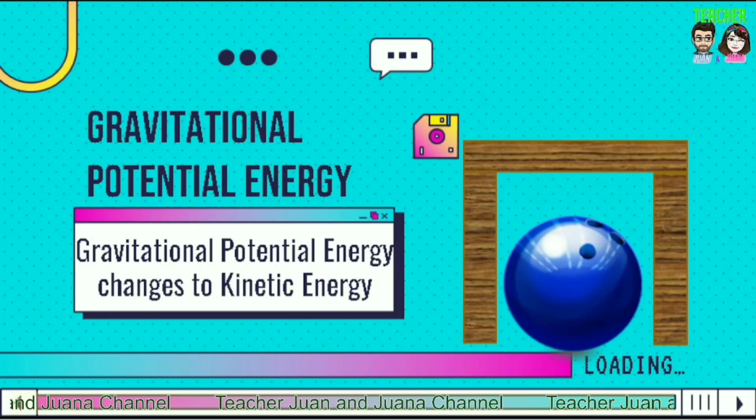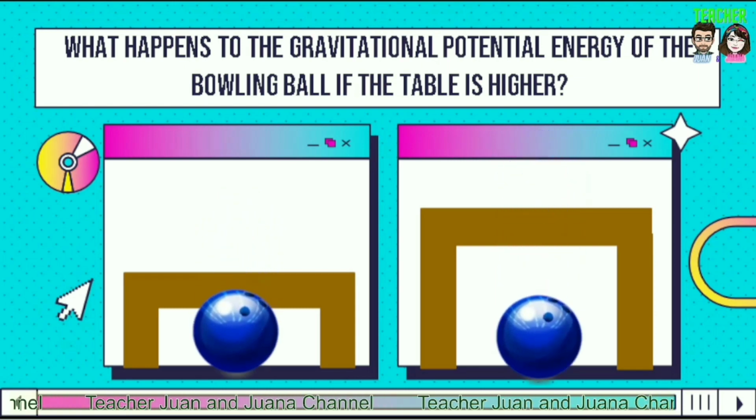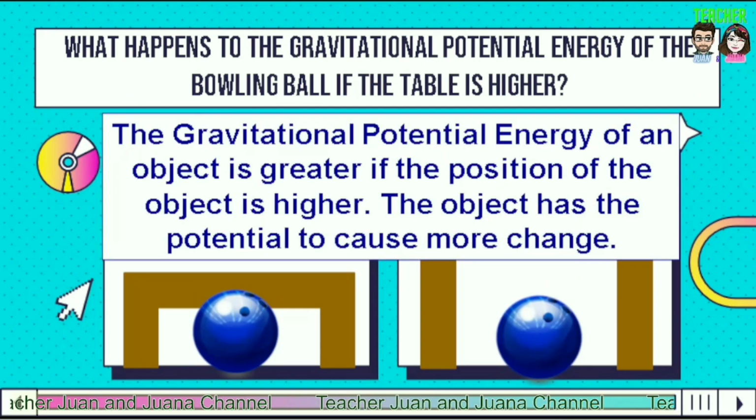Let us determine the factors that can affect the gravitational potential energy of an object. What happens to the gravitational potential energy of the bowling ball if the table is higher? The gravitational potential energy of an object is greater if the position of the object is higher. The object has the potential to cause more change.